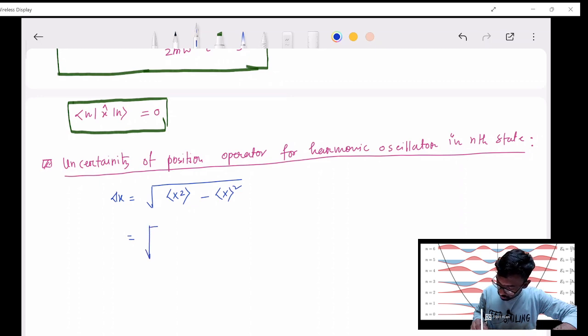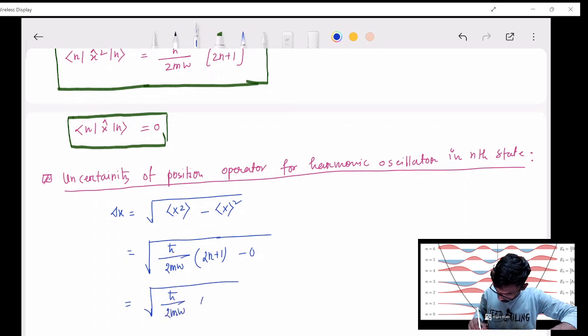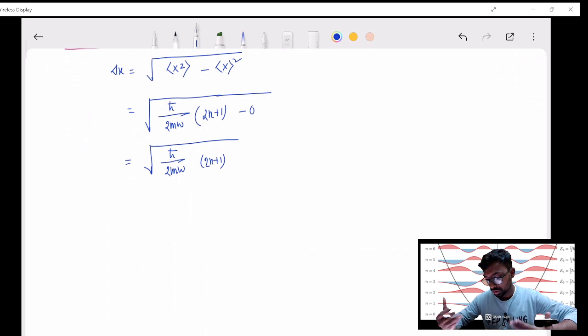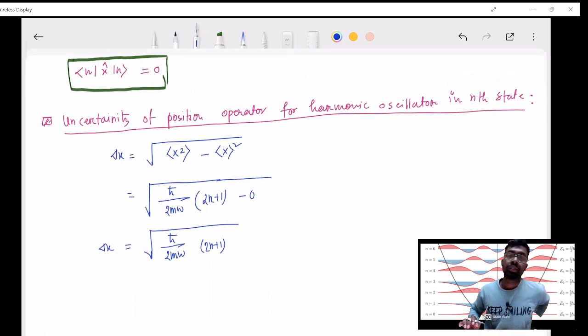So we actually get the expectation value of x squared is equal to h cut upon 2 omega times (n plus 1), minus 0. So this is equal to root under h cut upon omega, where n is the state. For ground state, n equals 0. For second excited state, third excited state, for any state, you can easily calculate the uncertainty of the position operator for harmonic oscillator. You just remember these results. These three results are very important.